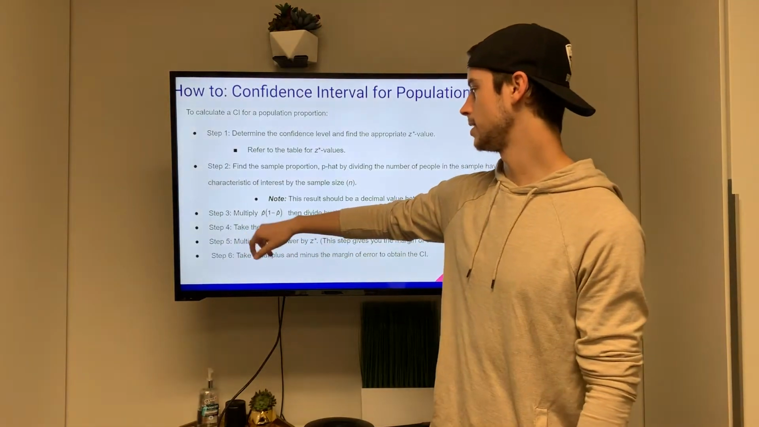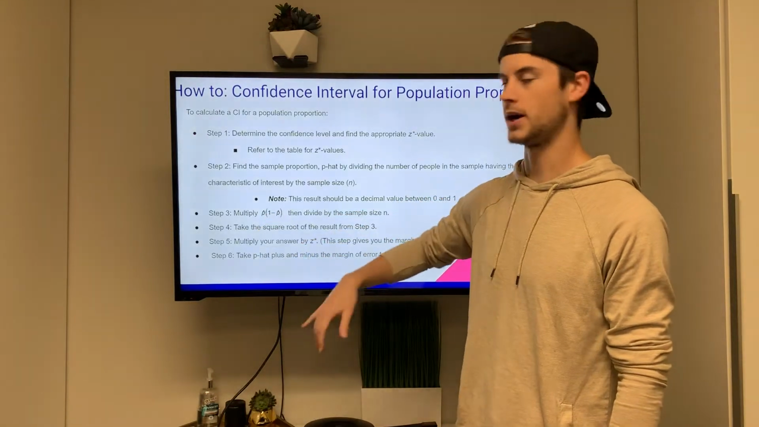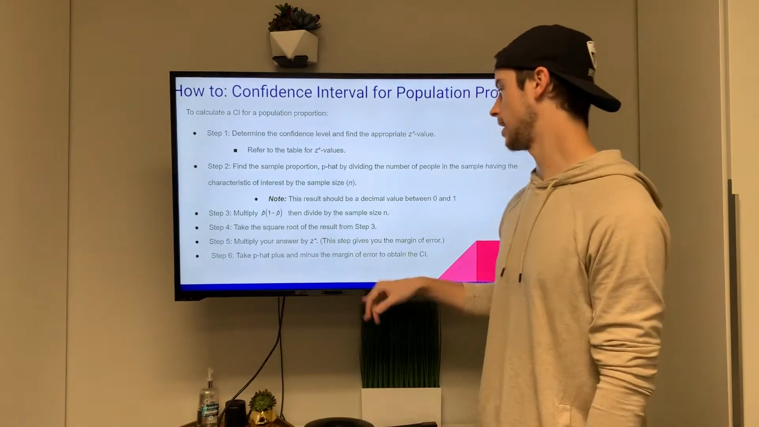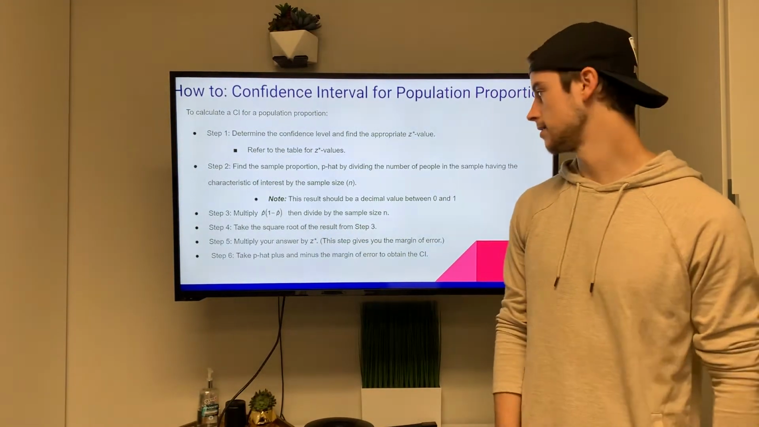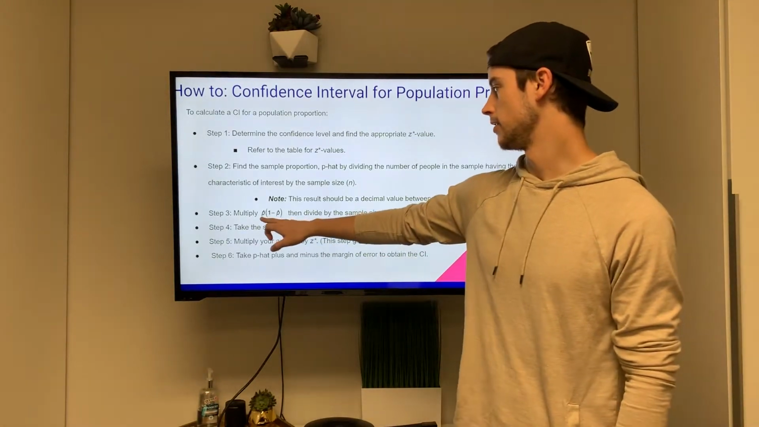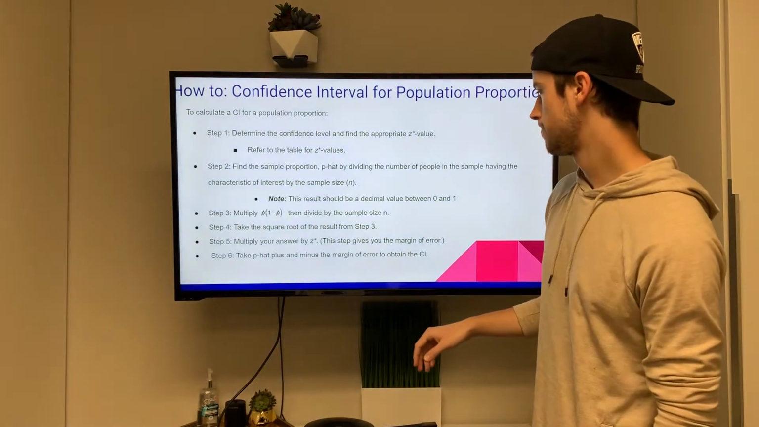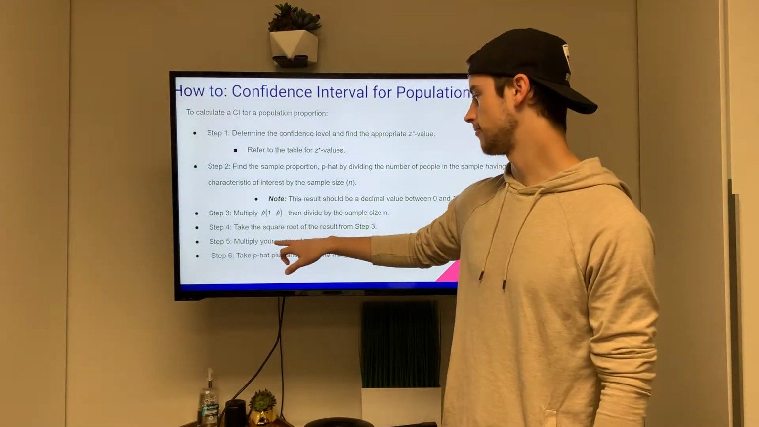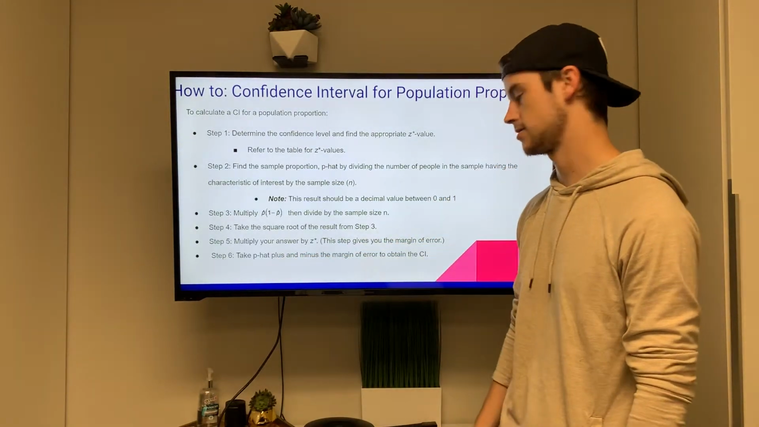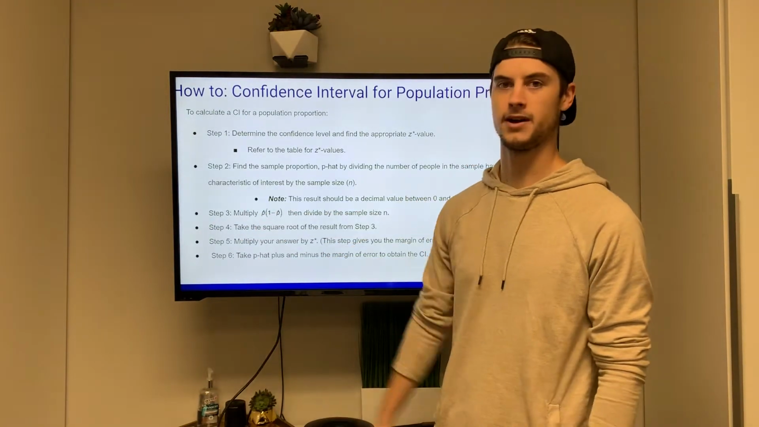Step 3, multiply p hat, so the chance of people having the characteristic, by the chance that people don't have the characteristic, right? So p hat times 1 minus p hat, and then you divide by the sample size, okay? And then we take the square root of that from step 3, right? So this times this divided by this, and then you take the square root, okay? Multiply that answer from step 4 by your z-score, and then you can take p hat plus or minus the margin of error, okay?